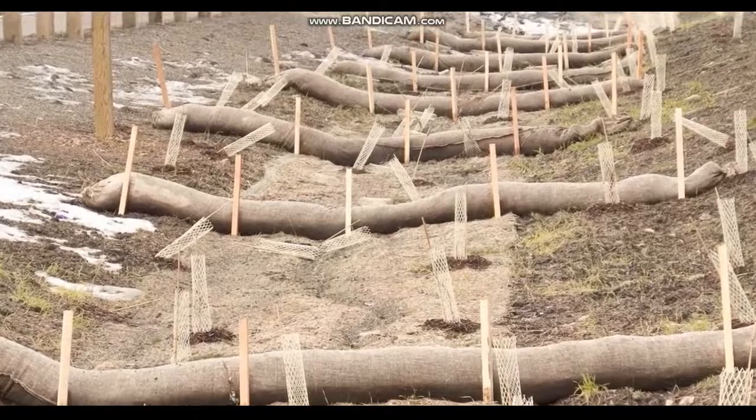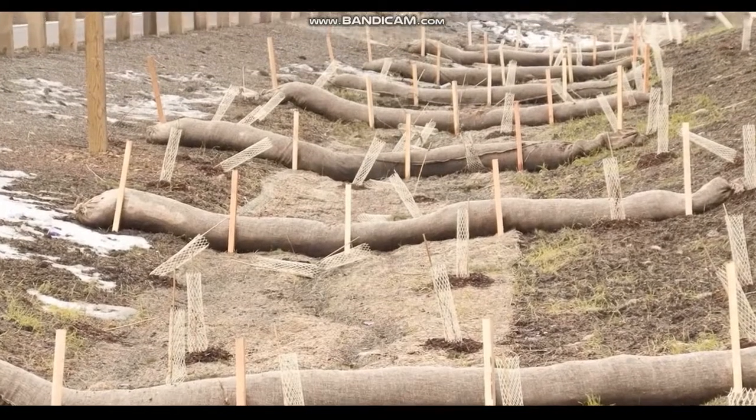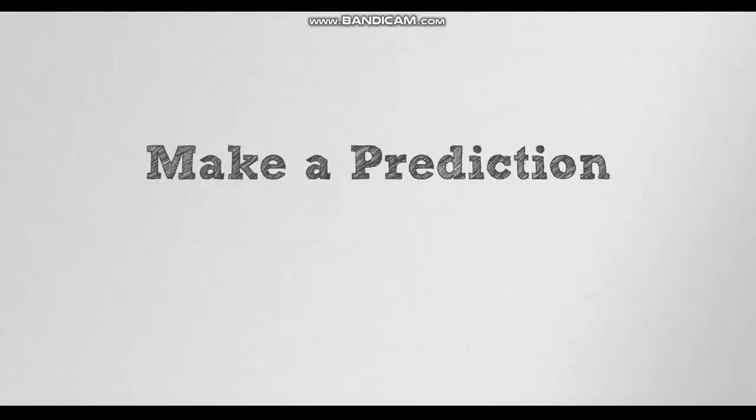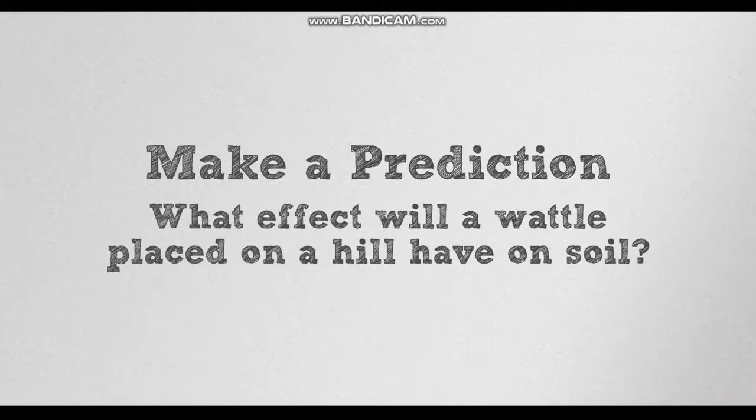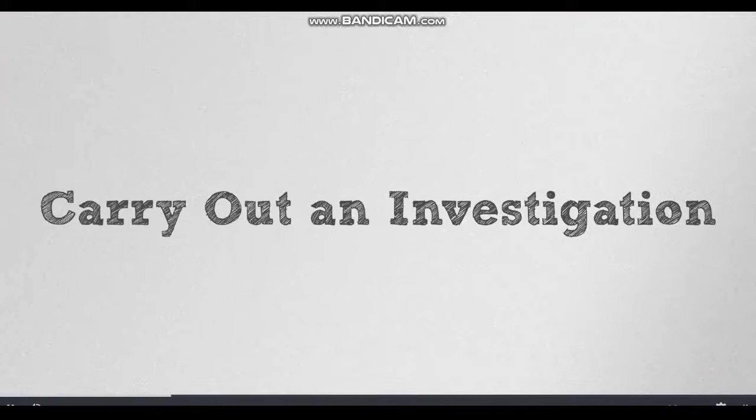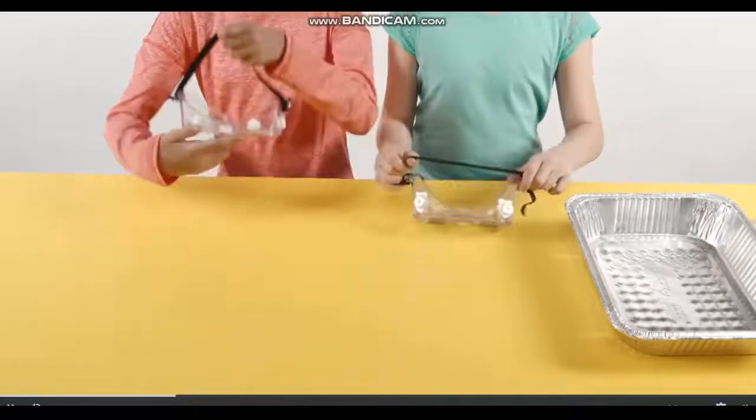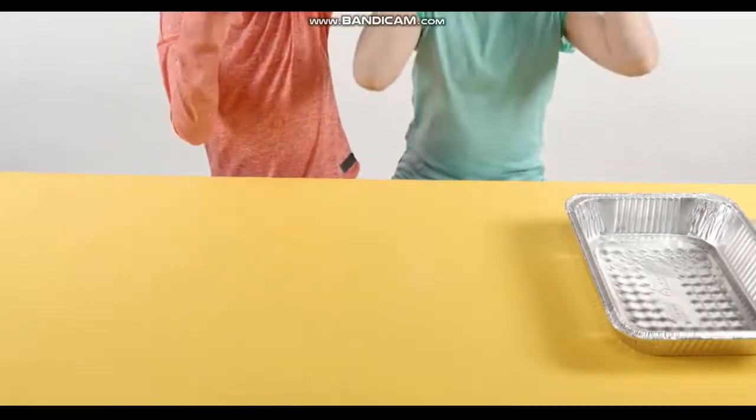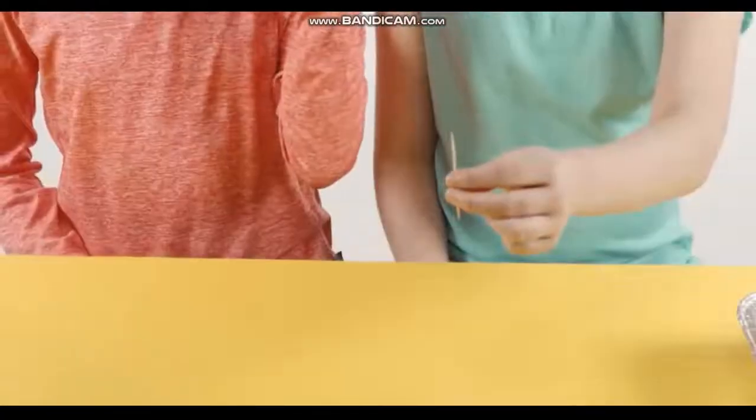You will build your model to see how a wattle works. Before you begin, make a prediction. What effect will a wattle placed on a hill have on soil? For this activity, wear safety goggles to protect your eyes. Be careful with pointed ends when working with toothpicks.